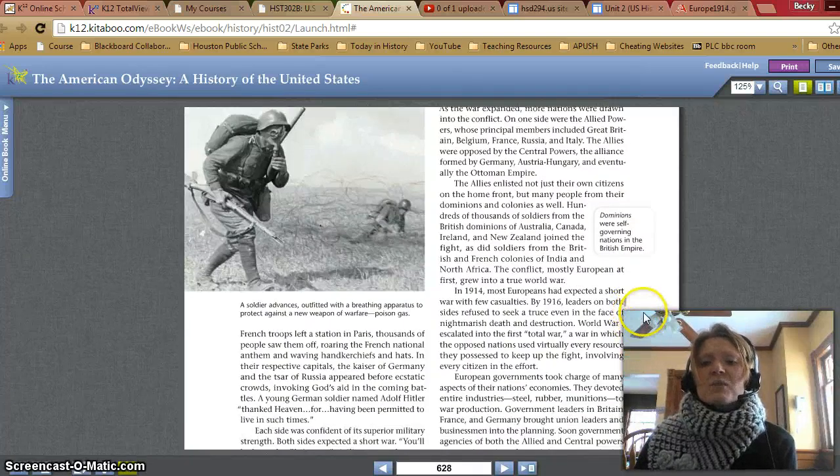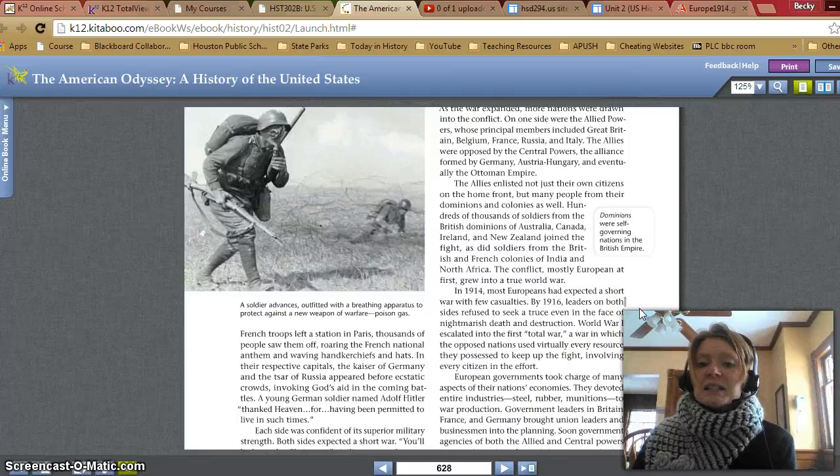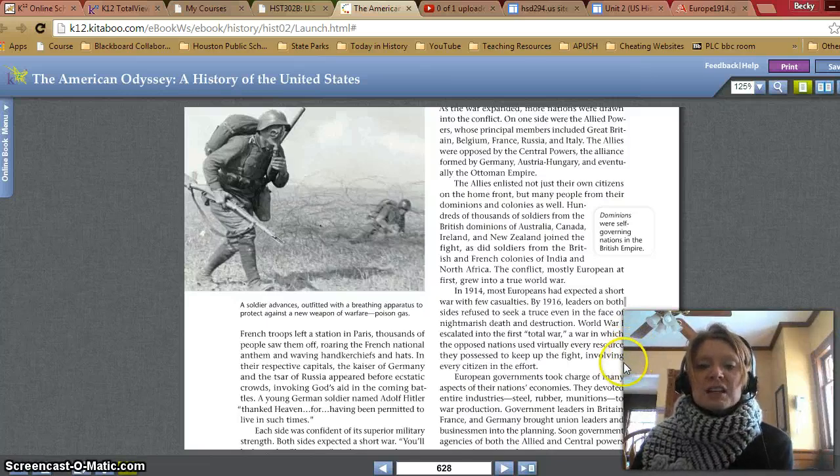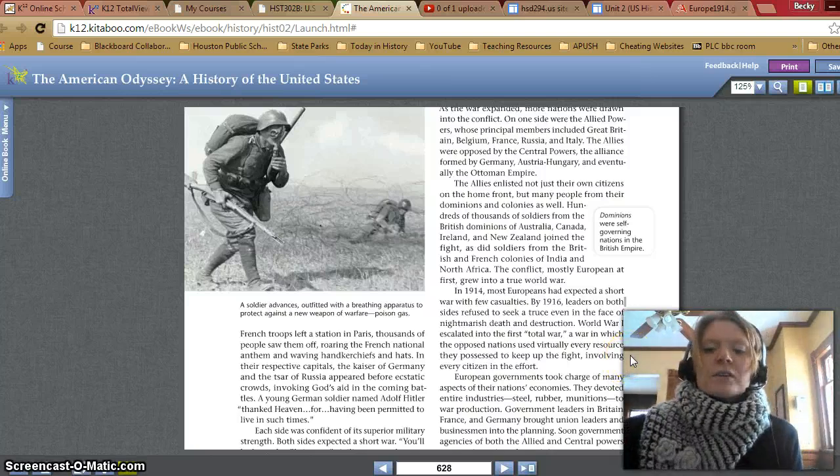In 1914, most Europeans had expected a short war with few casualties. By 1916, leaders on both sides refused to seek a truce even in the face of nightmarish death and destruction. World War I escalated into the first total war, a war in which the opposed nations used virtually every resource they possessed to keep up the fight, involving every citizen in the effort.